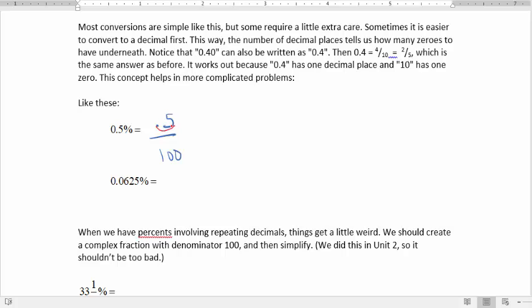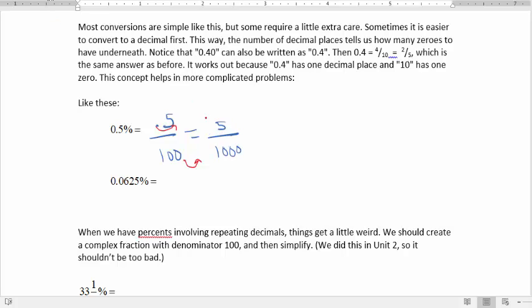You basically move the decimal over 1, which amounts to multiplying by 10. So if I did that in the numerator, I have to do the same thing in the denominator. So I would turn 100 into 1,000. So 0.5%, which is 0.5 over 100, really becomes 5 thousandths.